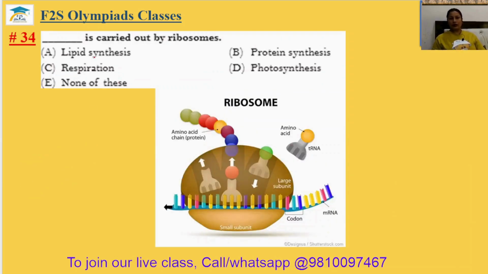Question number 34. Dash is carried out by ribosome. Lipid synthesis, protein synthesis, respiration, and photosynthesis. So ribosome, you can just see here, it is the amino acid. These are the amino acids and it is present in the protein. Answer will be your 34th answer B.